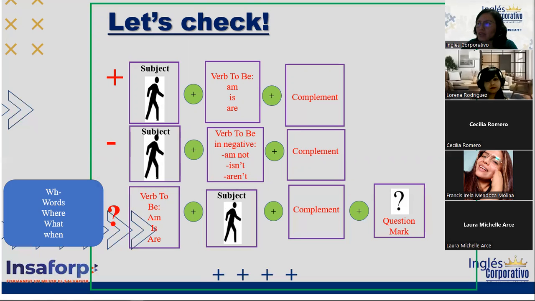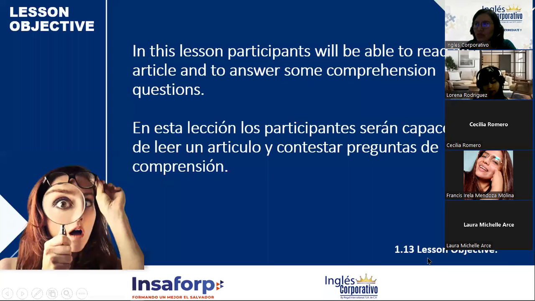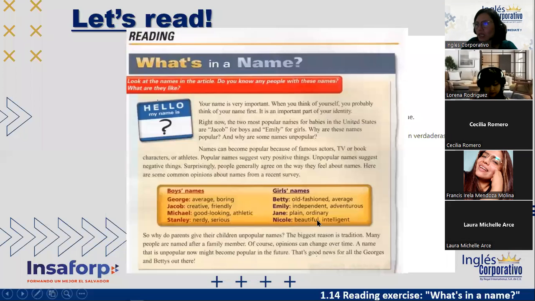Vale. Después de esta parte, chicos, llegamos a lo que es el Let's Practice, que es un Knowledge Check in 1.12, ¿verdad? And there you have to answer some questions. It says answer these questions about yourself, and there you will be able to enter, you know, the information. Luego llegamos a la última sección de esa parte específicamente de la sección 1, and it says in this lesson, participants will be able to read an article and to answer some comprehension questions, right? Well, we're going to read, right? And if you can help me, that's going to be even wonderful. So esta parte de acá, ¿verdad?